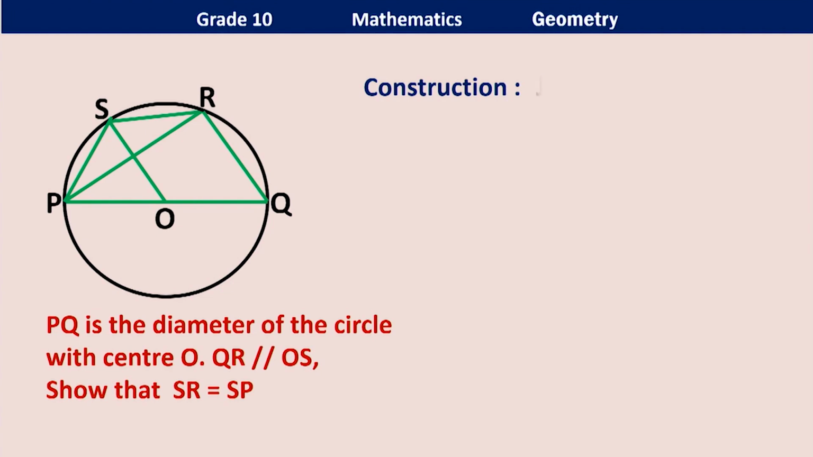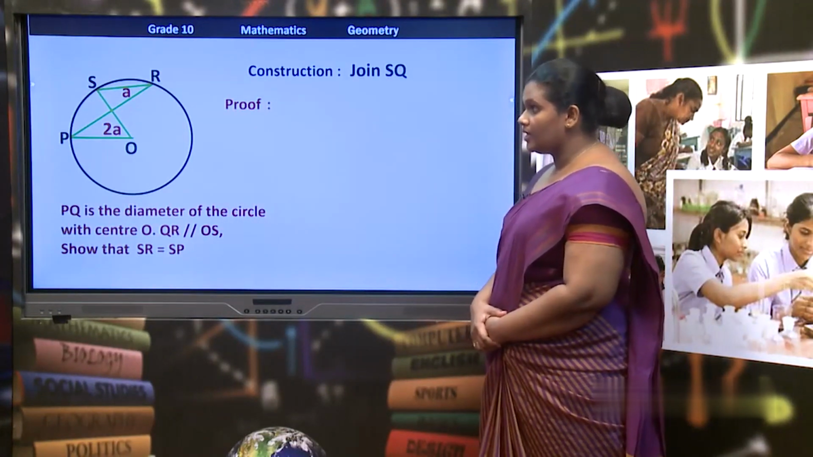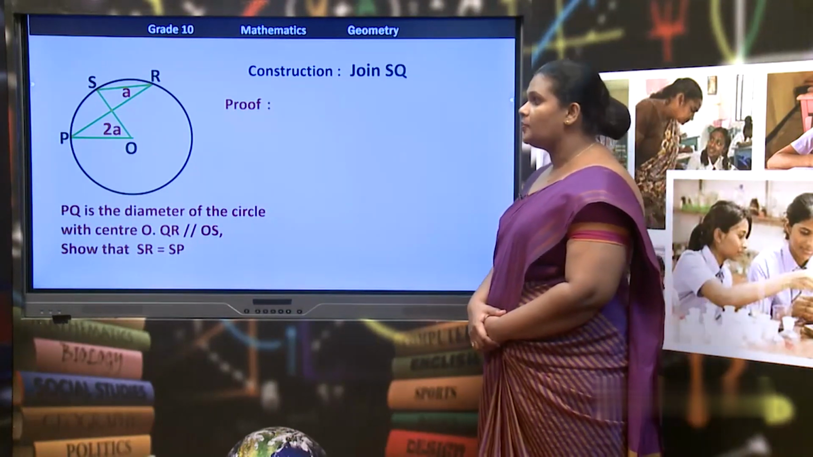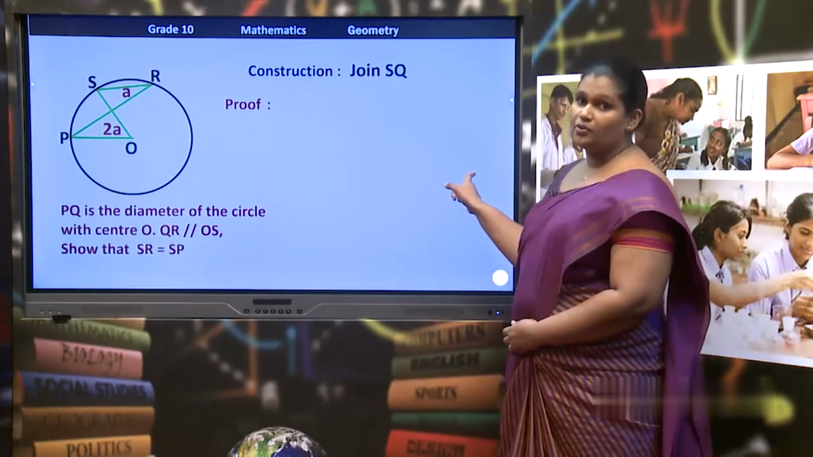Before that, I am going to go for a construction. That is, I am going to join S and Q. Then we will move on to the proof. Once again, I have taken a part of the figure to be more simple. Here I have got the angle SRP as simply A. We know that angle SRP is the angle subtended by the minor arc SP on the remaining part of the circle. So, the angle subtended by the same minor arc SP at the center of the circle is angle SOP. Therefore, if angle SRP is equal to A, we have to take angle SOP as 2A, twice of A. So, we will write it in the proof.